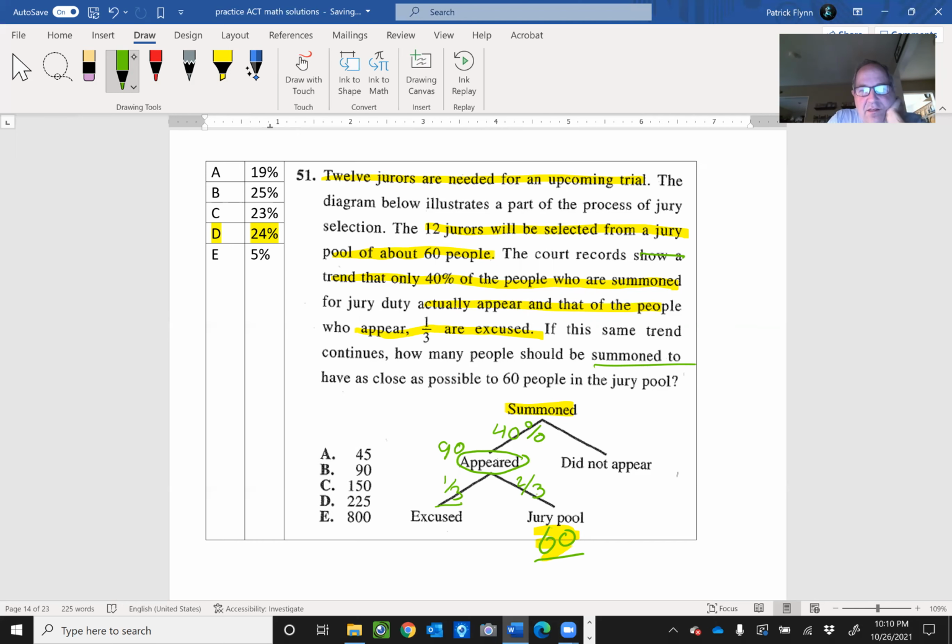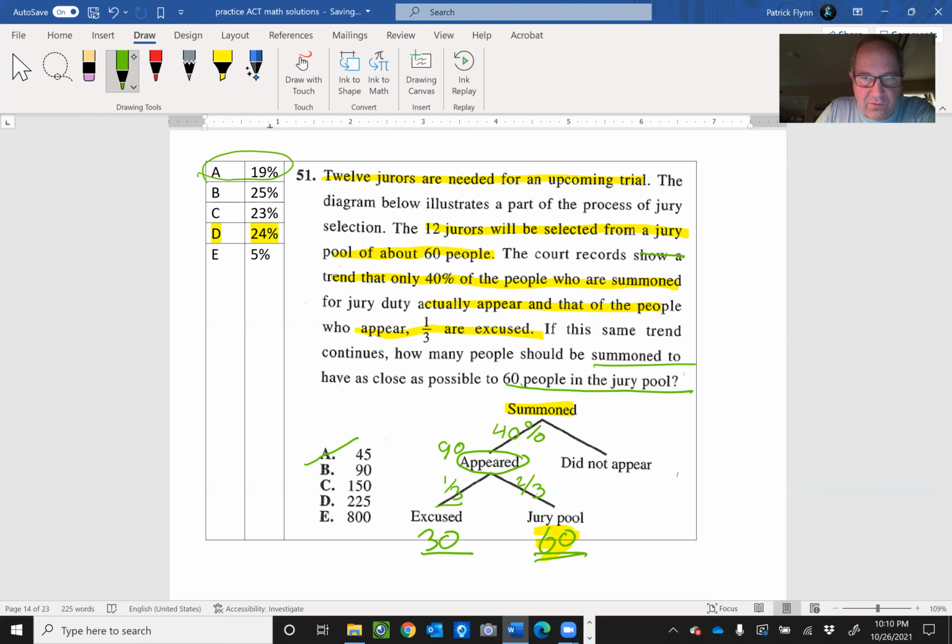Now, if 90 appear, a third of that is 30, right? So far, we've got a total of 90 people. Safely eliminate this. In fact, I think the people that chose A didn't even read the question, because we're told we want 60 people. So we have to have way more than 60. So definitely not A. They were just guessing here.